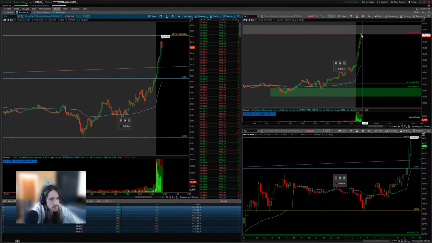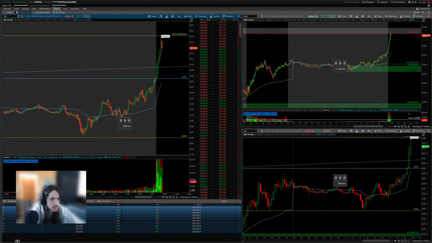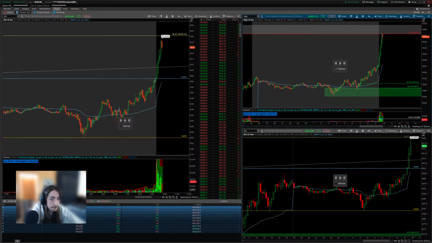Okay, let's see. Remember, guys, we also use this 2-hour supply as well. So the zone's been used before. If we break through, we're going to have a big, big breakthrough. That's going to be a nice move.